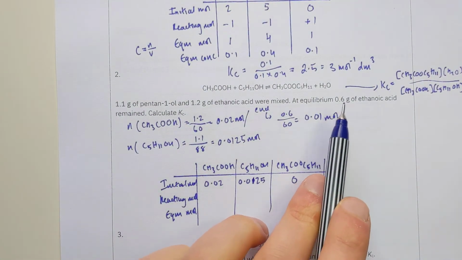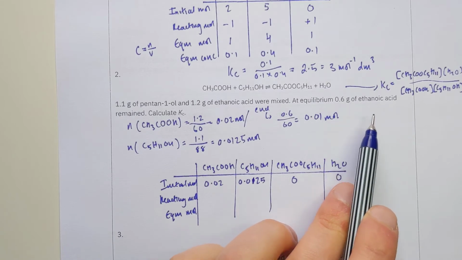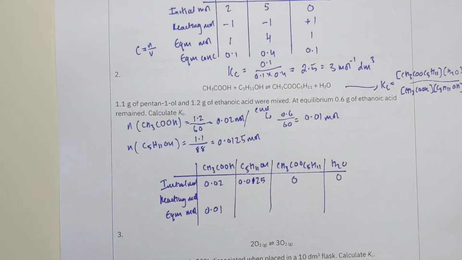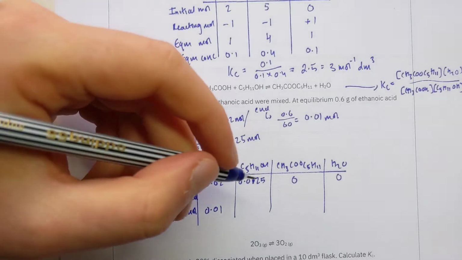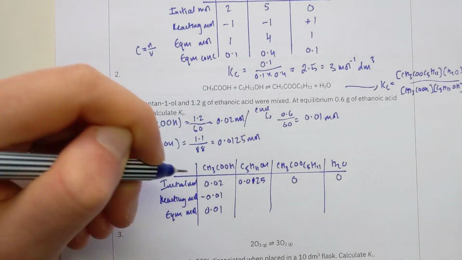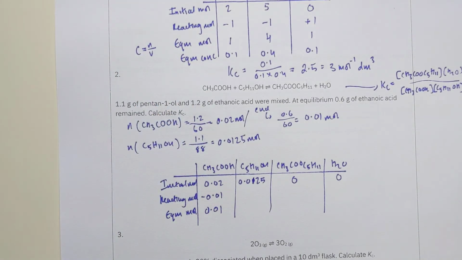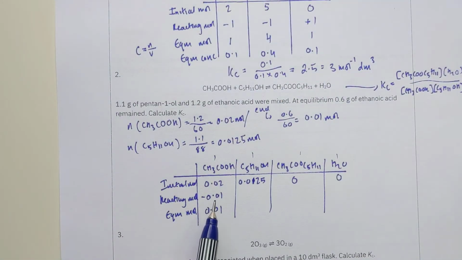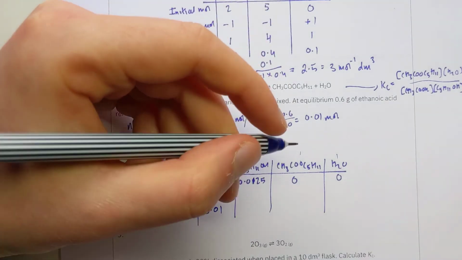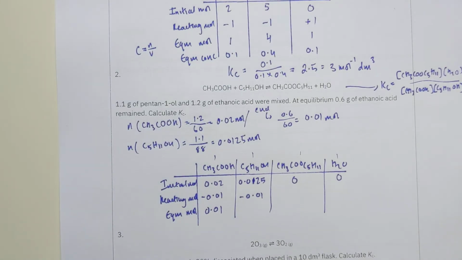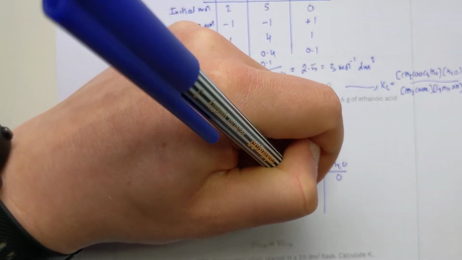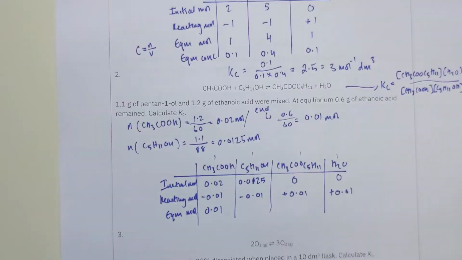And what I've learned is that at equilibrium, I now go down to 0.6 grams of ethanoic acid, which is 0.01 moles. So from that, I can work out that if I start with 0.02 moles of ethanoic acid and end up with 0.01, I've used up 0.01 moles of it, just by subtracting that away from the initial value. Using my ratio now, it's a simple one because it's a 1 to 1 to 1 to 1 ratio. So if I used up 0.01 moles of ethanoic acid, I also used up the same amount of the pentanol. Therefore, I've made the same number of moles of the product and also the water, because of the 1 to 1 ratio.